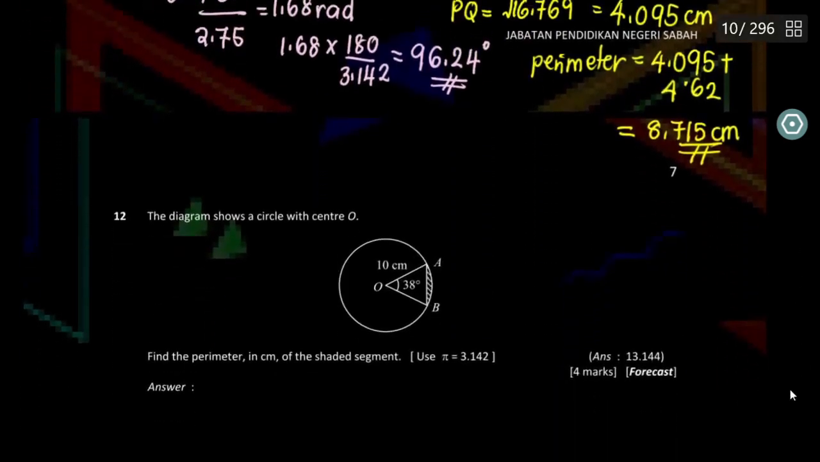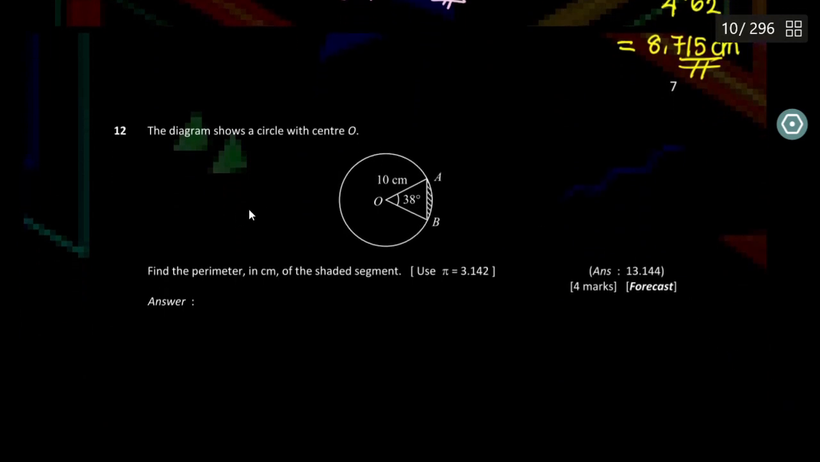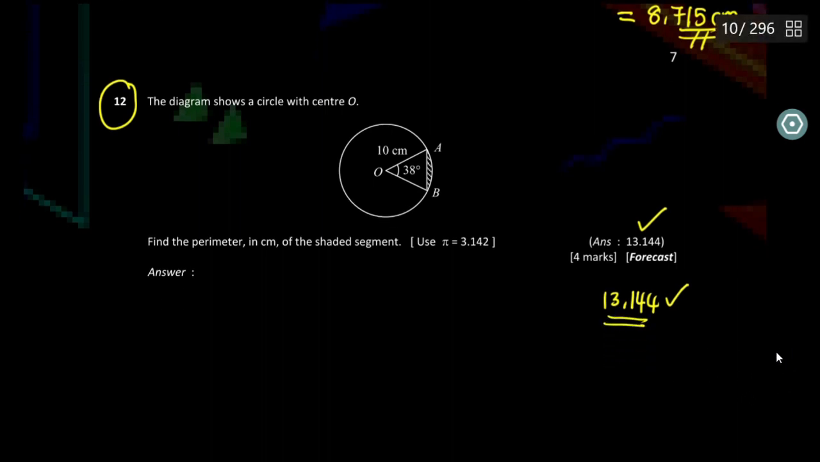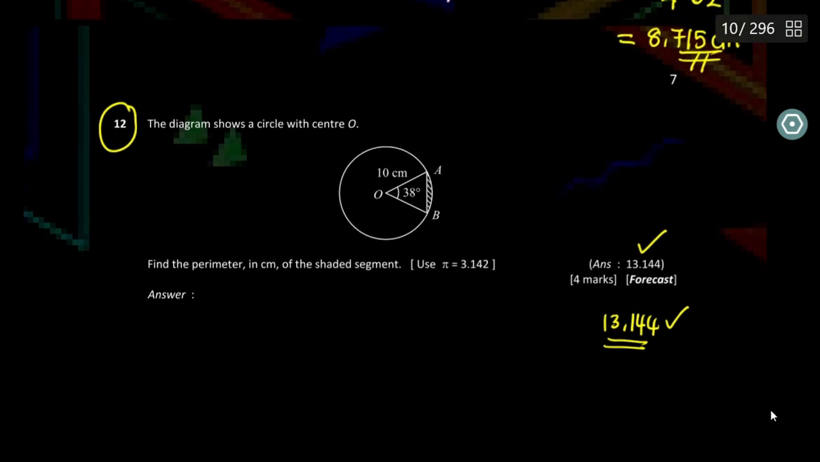Find the perimeter of the shaded region. So this one, question 12. Please try by yourself. You can pause this YouTube video right now. Try this question, check with this answer, whether you're getting 13.144 or not. Pause right now. Check. If you get it, you can comment 13.144 below, and I will know that you have tried question 12.